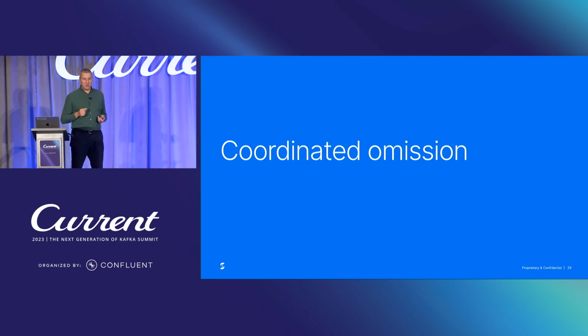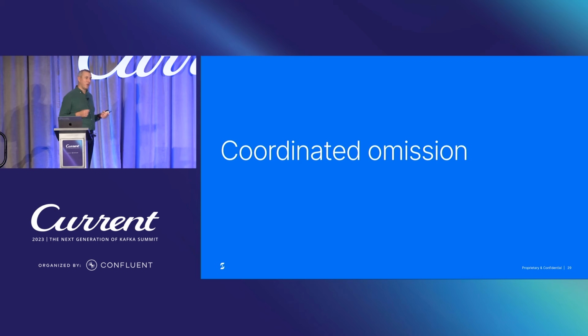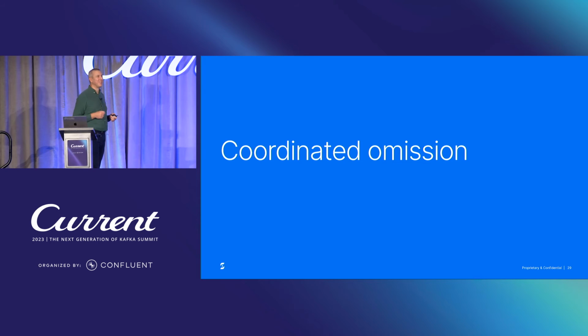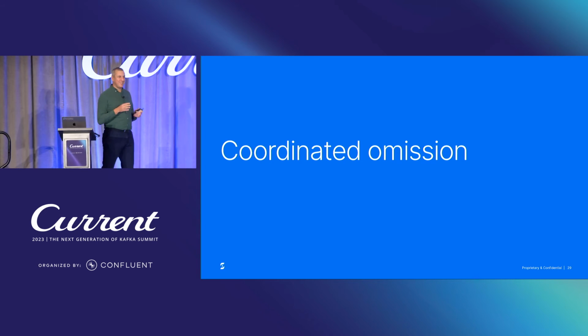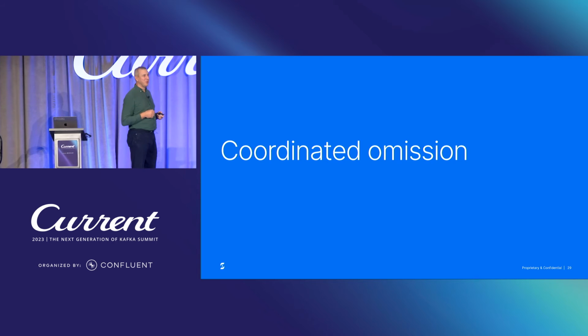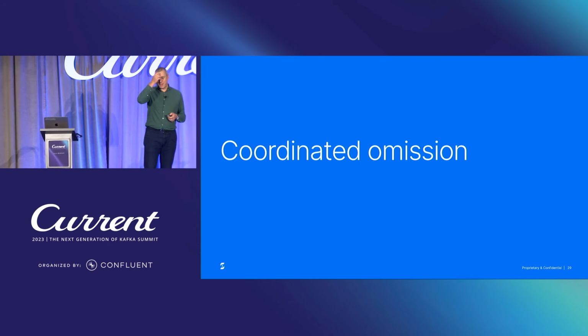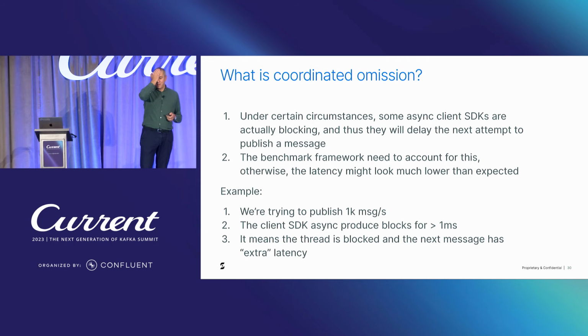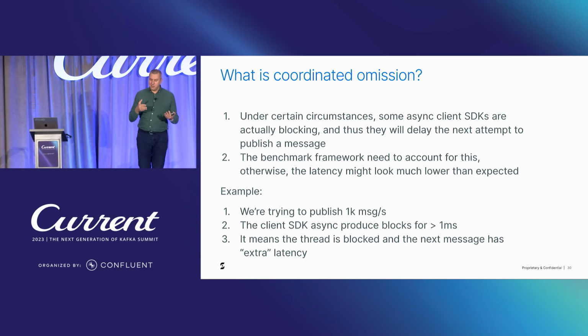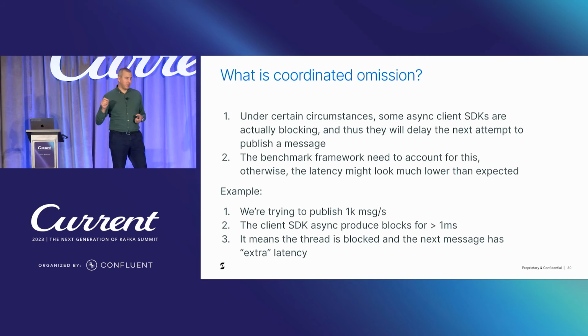Another important part, which is often omitted, is coordinated omission. It's a bit counterintuitive to grasp, but you can think about it this way. In general, with all these systems, we use async APIs because the SDK will take care of the batching and so on, right? So you typically do a send async, and then there's a callback that comes back when the message is persisted.